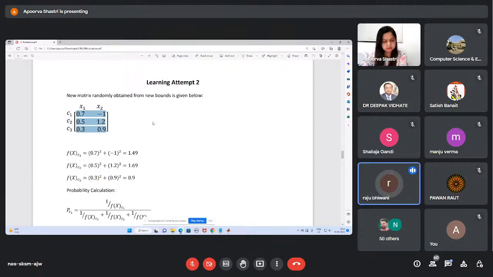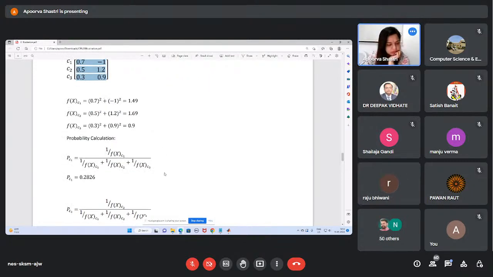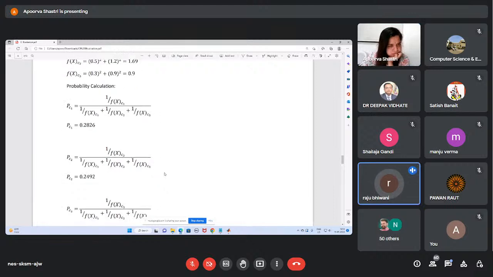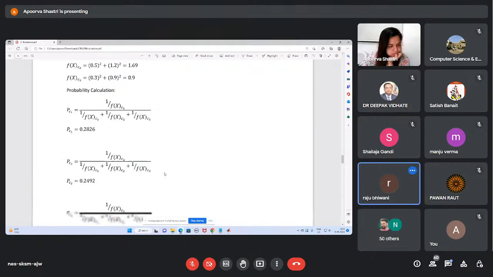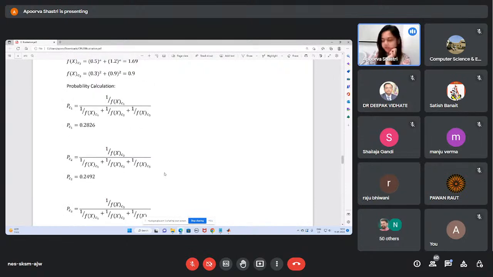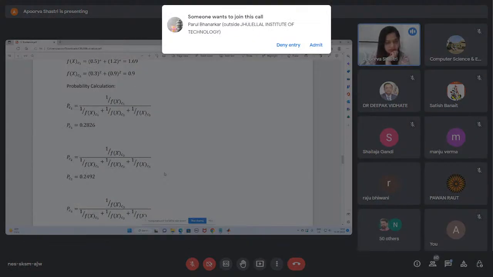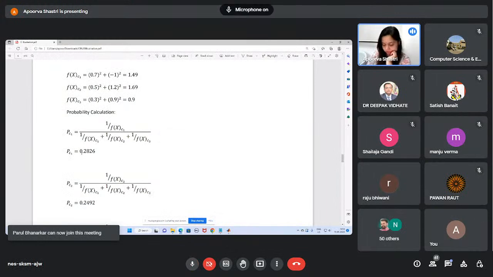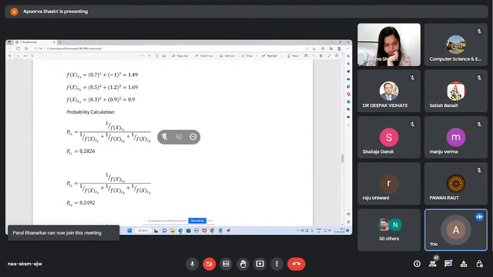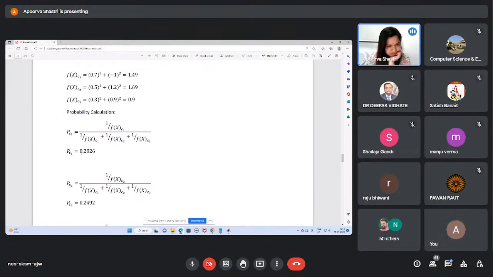Ma'am, PC1 value is 0.68, 368. 1.49 divided by 4.08. Anyone else with the answer so that we can cross check if this is something wrong or what? It is supposed to become 0.28, ma'am. Means 0.28, right? 0.028. Okay, Professor, I guess there is some error in the calculation.